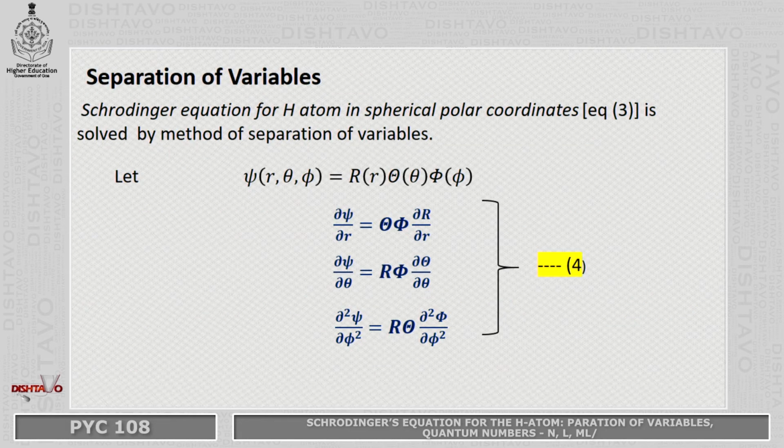We use the method of separation of variables to obtain the different quantum numbers. Therefore, we write psi, which is a function of r, theta and phi, as capital R, which depends upon the variable small r, capital Theta, which depends upon small theta, and capital Phi, which depends upon the variable phi. Now we find the quantities d psi by dr, d psi by d theta, and d square psi by d phi square. These are equations 4.